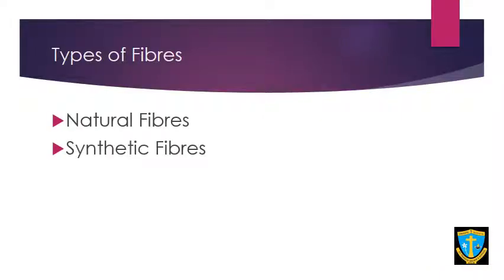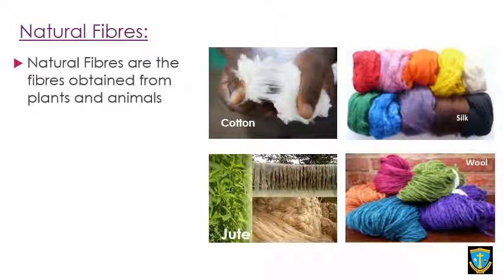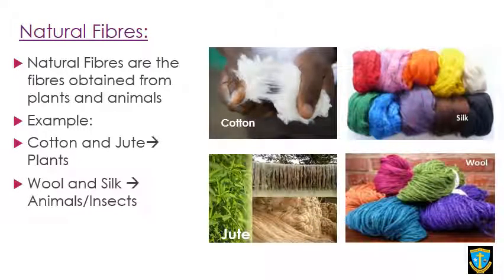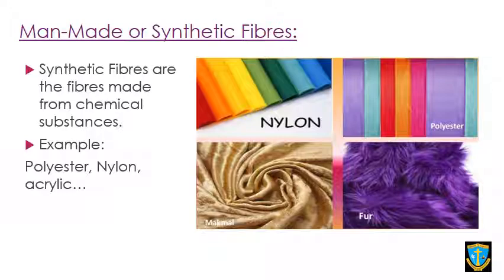Types of fibers. There are two types of fibers, natural fibers and synthetic fibers. Let us look at the natural fibers, which are obtained from plants and animals, like cotton, silk, jute, wool. Cotton and jute are from plant sources, whereas wool and silk are obtained from animal or insect sources. Man-made or synthetic fibers. These are some fibers which are man-made or synthetic: nylon, polyester, velvet, fur. These are made from chemical substances.